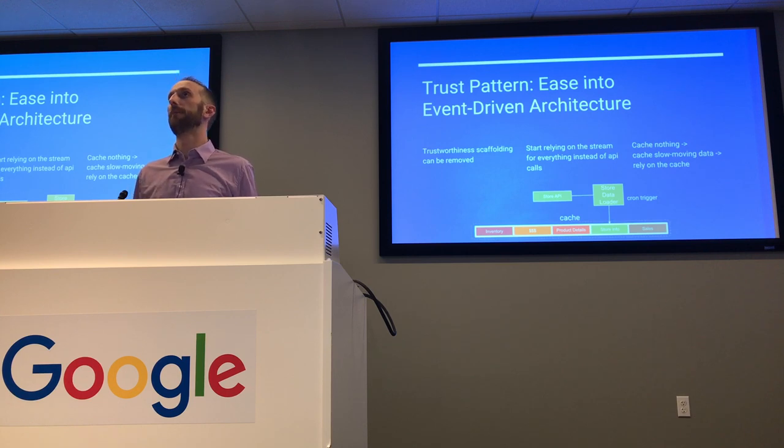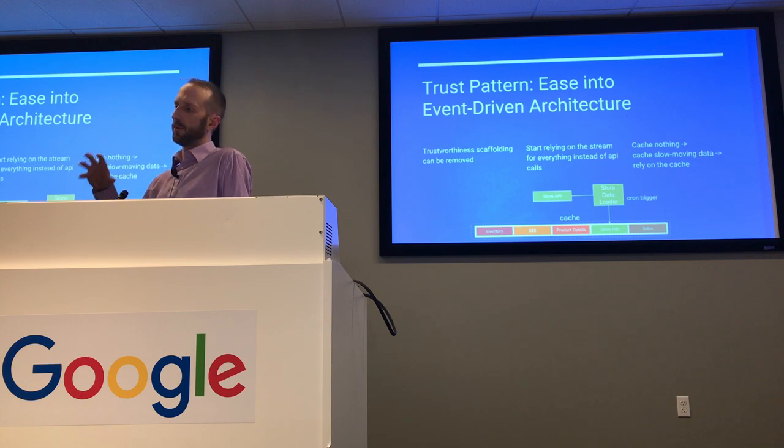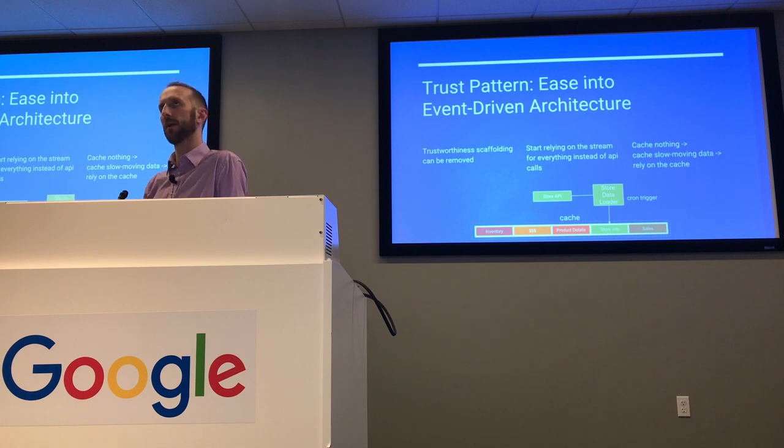I wanted to round this out by circling back to this idea of how you can ease your organization or your team into an architecture like this. We've talked a lot about some of these things already, but as you start bolting these safety mechanisms on and you start proving out that the system is operating as you wanted, you can start thinking about how to remove some of that scaffolding and start trusting that system more, so that you don't have to eschew the performance for the trustworthiness of the data. You've proven that it's there. You start relying on the stream for everything instead of making these API calls.